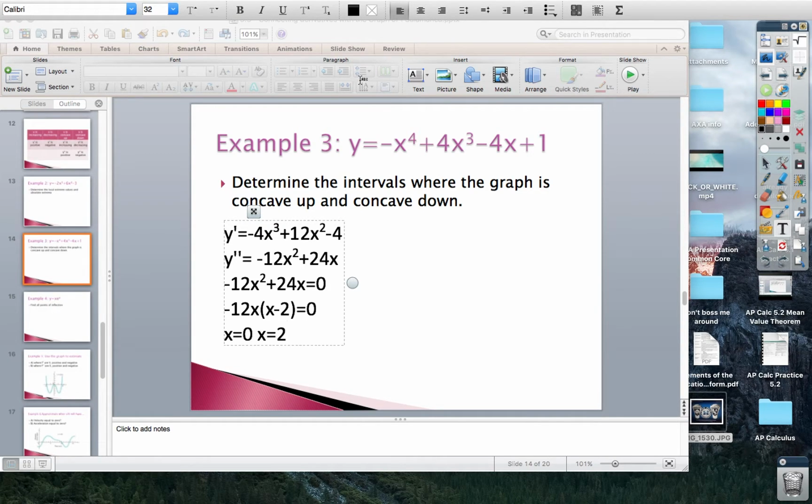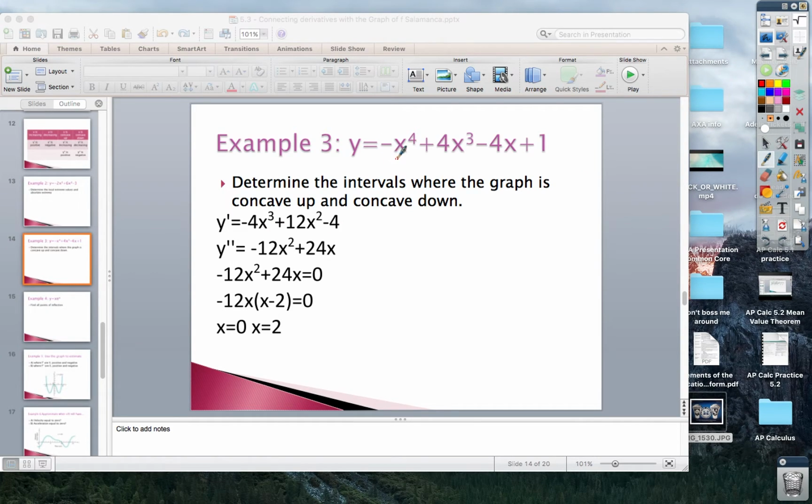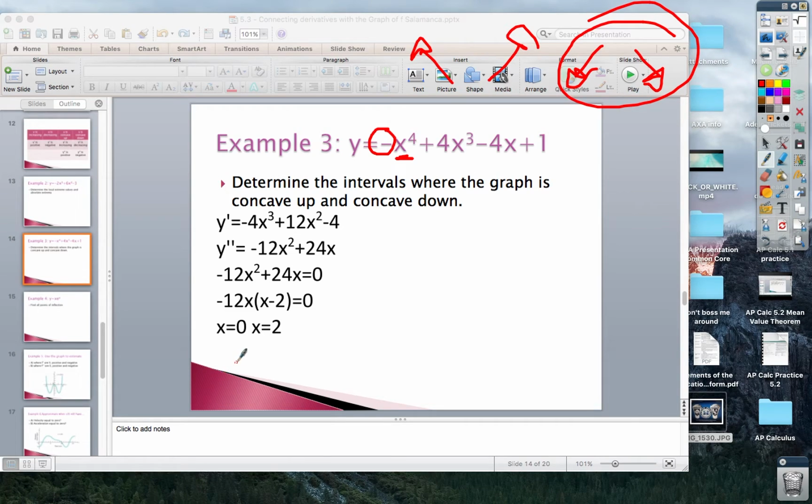So going back to our end behavior, we know this is x to the 4th. That means it's either both going upwards or both going downwards. And because the lead coefficient is negative, we're using this one. So somewhere down the line, our graph is going to go upwards, down, up, and back down again, almost like an M.